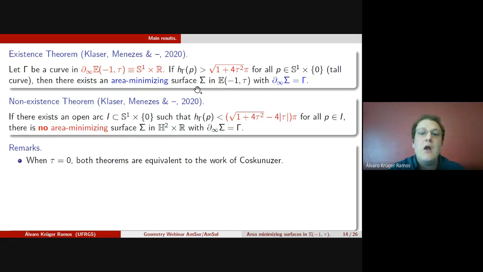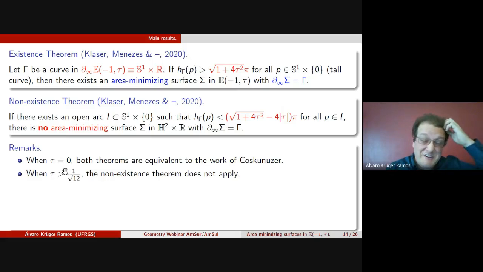So some remarks. When tau is 0, these are the same bounds as the work of Koski-User, and the results are equivalent. But if tau is larger than 1 divided by square root of 12, which looks a little arbitrary, the non-existence theorem does not apply. This theorem makes the constant negative, so you cannot have a positive number less than a negative number. So unfortunately, we don't cover all values of tau in the non-existence theorem.